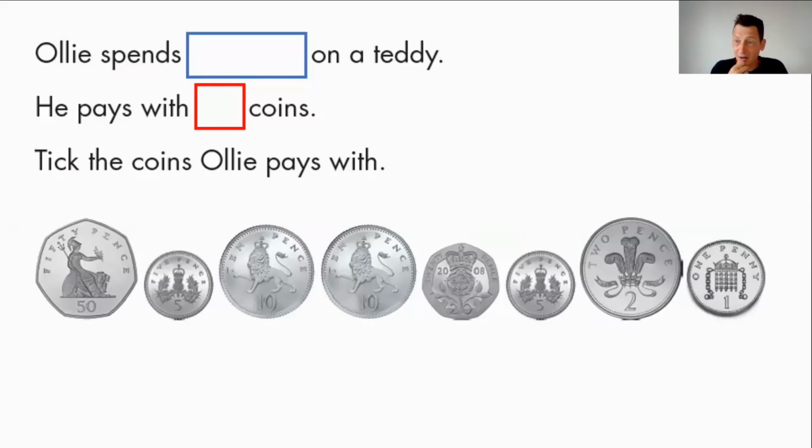And again, just a really simple manifestation of covering up some of the numbers in the question. So Ollie spends a certain amount on a teddy, he pays with a certain number of coins, and then I say, give me a possible answer. And then I can narrow down slightly by showing Ollie spends 30 pence on a teddy.